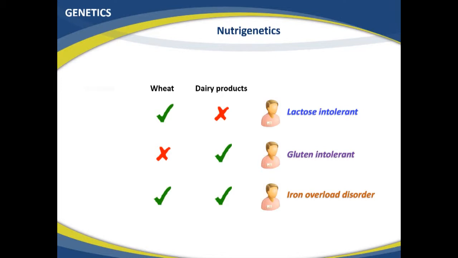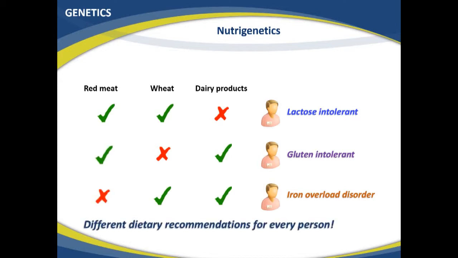And red meat, low fat red meat is a good source of iron, so people who have iron deficiency, for example, are advised to eat more red meat. So it is true for lactose intolerant people, good source of iron, same for gluten intolerant people, but people that already absorb too much iron from diet should really not eat much red meat, but low iron content foods.